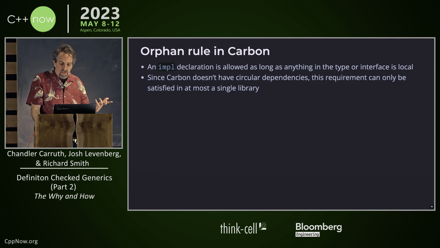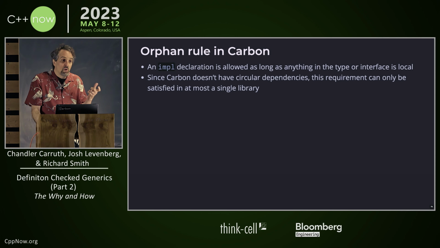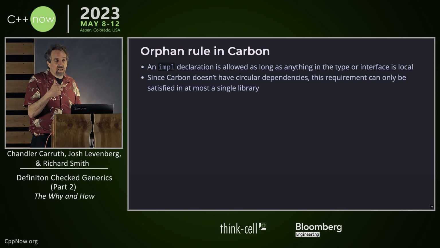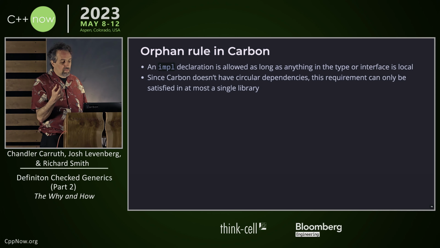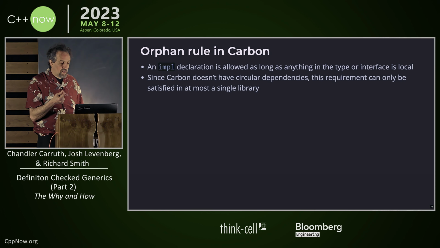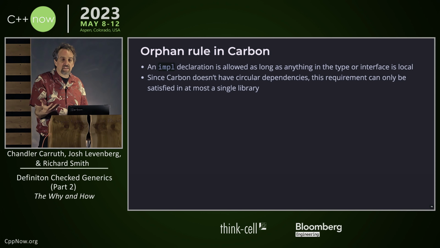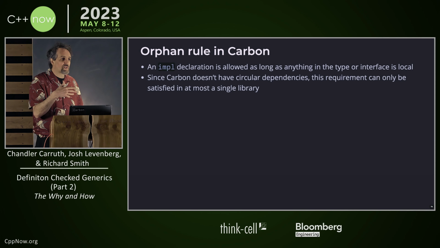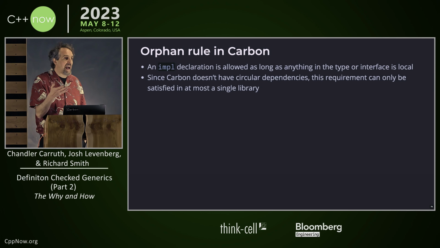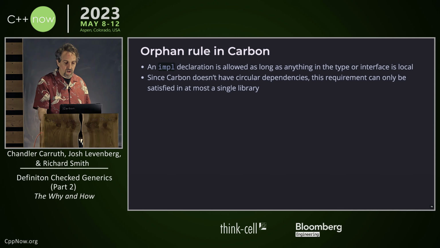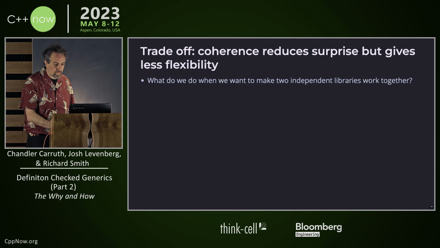And just like in Rust, the orphan rule restricts any given implementation to at most a single library, just like before. And it follows from circular dependencies being forbidden. That means that the dependencies themselves will force only one library that's allowed to declare this, which has access to all the names that you need to declare it.